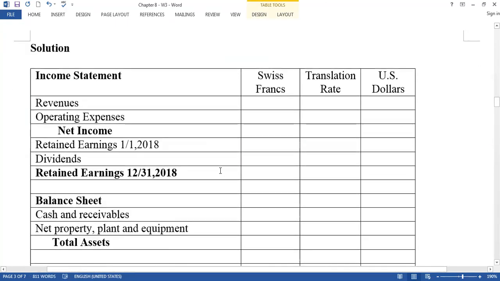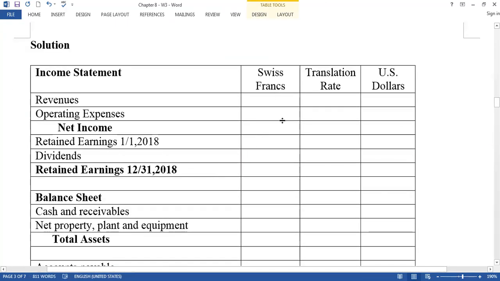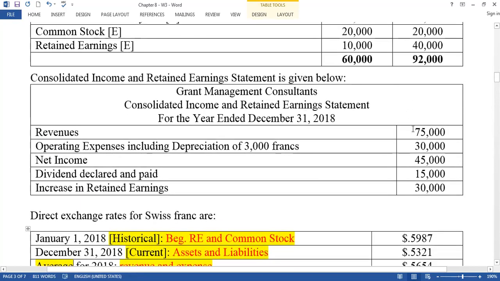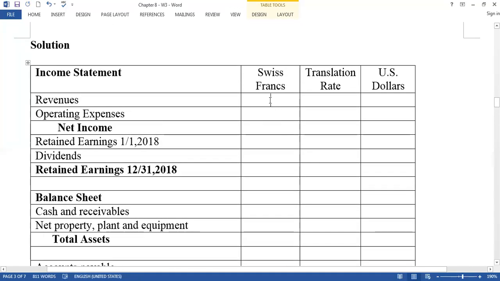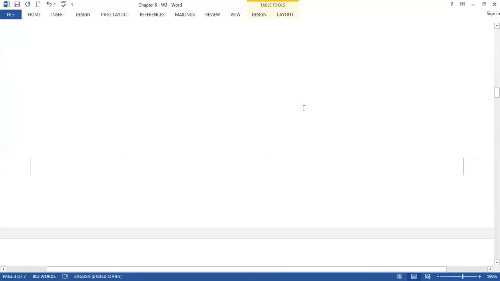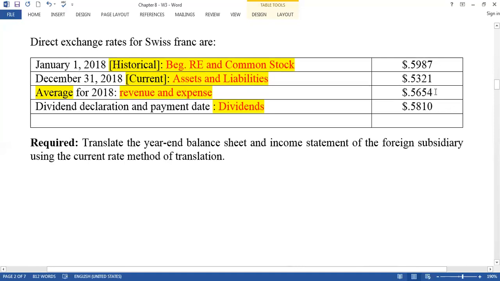Look at the solution here. According to this question, what is the revenue? Revenue is $75,000, you can see that. So we are going to use this data now. Revenue is $75,000, so I can write it here. This is revenue, and we are going to use the average rate, which is this one.